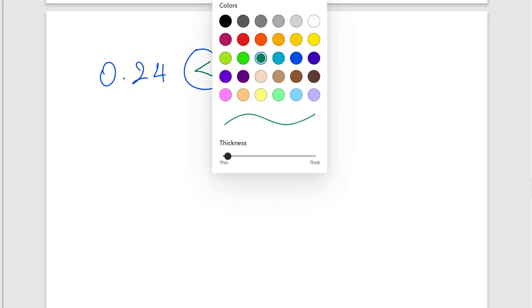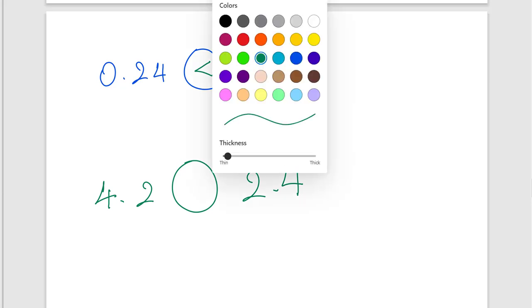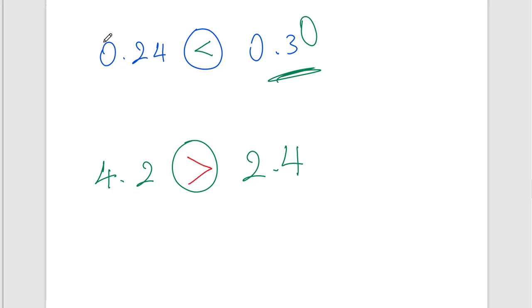Okay, now my heroes, I will write the question for you. Think with me. 4.2 and 2.4. Which one is greater? Just give me the answer. Yes? The answer, which one? Greater than or less than? 4.2 is greater. Excellent, thank you, my heroes. So 4.2 is greater.